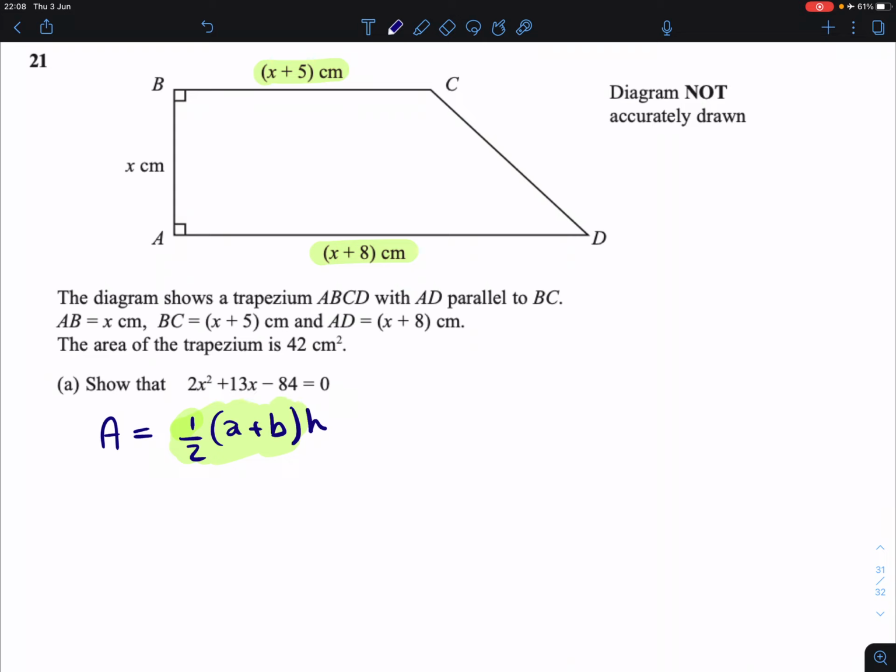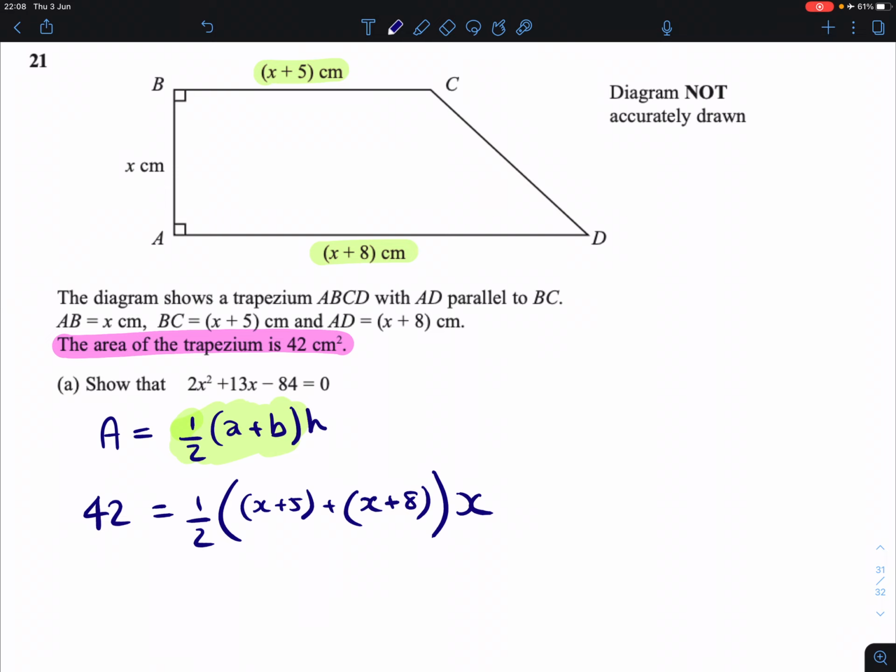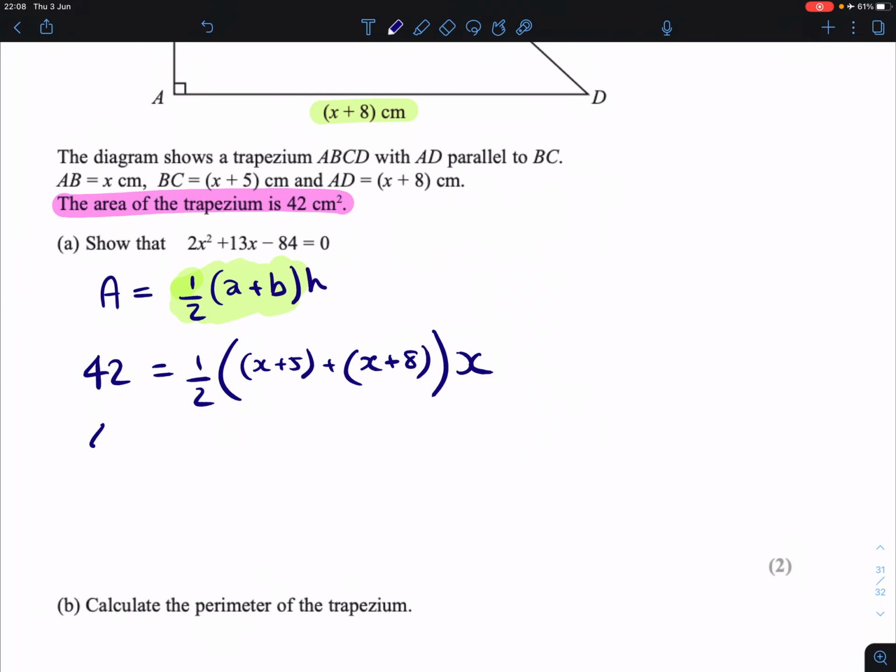So it mentions the area of a trapezium, right? So the area of a trapezium, formula I've quoted there, that's where we start. We know the area is 42, so I can plug in 42 on the left hand side. Our a and little b, our top base and our bottom base, are x plus 5. I don't technically need these brackets because I'm just adding them together, but it's better to put them in than not. And our bottom base is x plus 8, and then we're multiplying by the height, which is an x, like so.